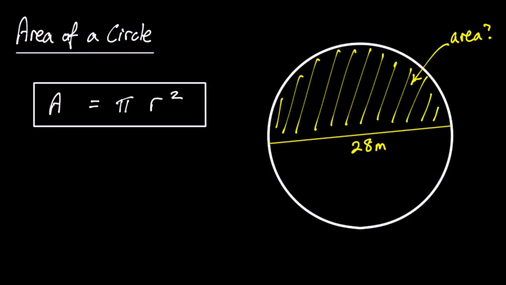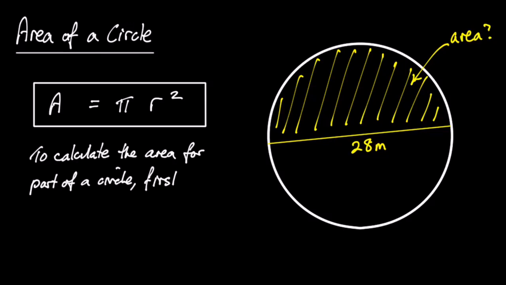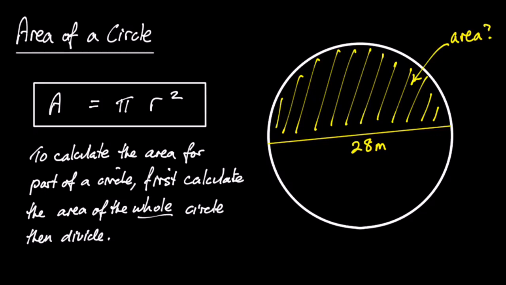Sometimes, though, we're given a question where we don't need to work out the area of the whole circle, just a part of a circle, maybe a half or a quarter. The trick with these is to make sure we calculate the area of the whole circle first. So to calculate this shaded area, here in this example, first calculate the area of the whole circle, and then divide by the amount that you need.